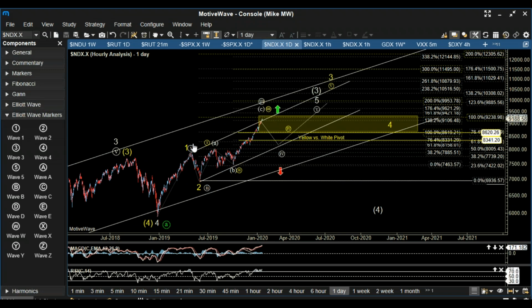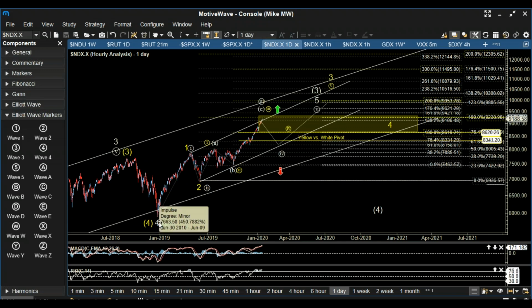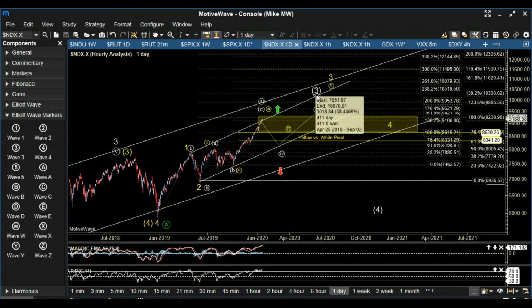But again, because we only look like we have 3 waves up off the lows, this 2019 low, it's more likely that we still need at least another 4th and 5th to finish off this larger degree pattern on the Nasdaq as well as the SPX.